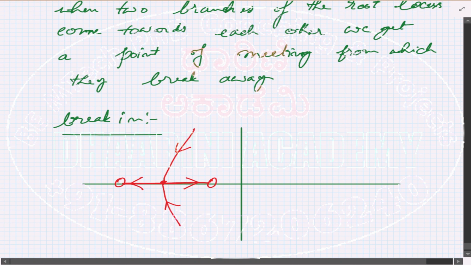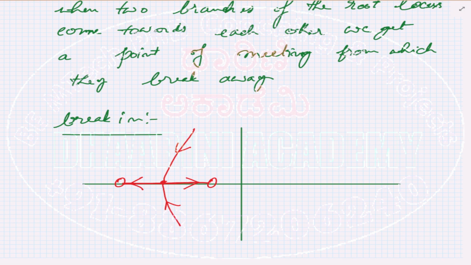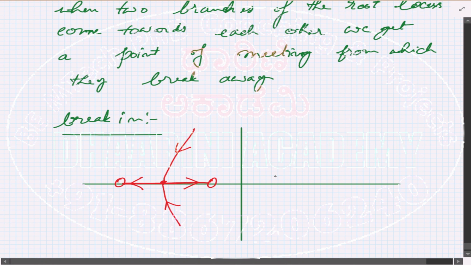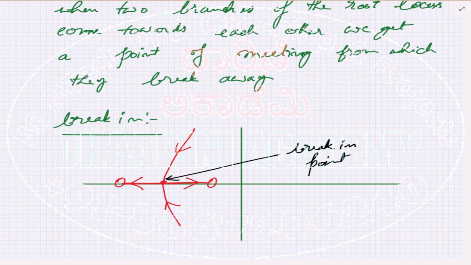It's not necessary that it has to come from infinity. Okay, maybe there are two finite poles located on the graph. Whatever branch originates from there might come and meet over. Okay, so this particular point is now called the break in point.